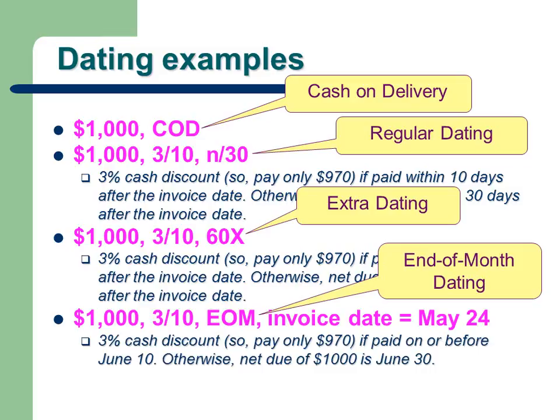All right, so the 4th type of dating we learned was the EOM dating. For example, the same $1,000 invoice, if it came with a term of 3/10 EOM, and let's say the invoice date was May 24th. So May 24th is before the 25th day of May, right? So the EOM, end of month, is May 31st, the end of May. So from May 31st, you've got 10 days because it's 3/10, right? 10 days for cash discount.